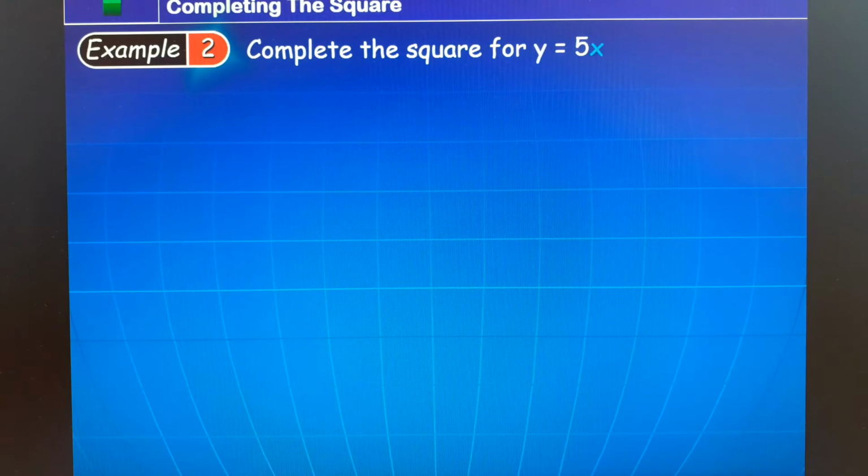Okay. Right, so here's something new. This is higher level completing the square. So what we've done so far was revision. So we're now completing the square for y equals 5x squared minus 40x minus 18. So you'll notice this time we have a number in front of the x squared. That's what makes this different to what we have done before, and that's what makes this a higher level question.